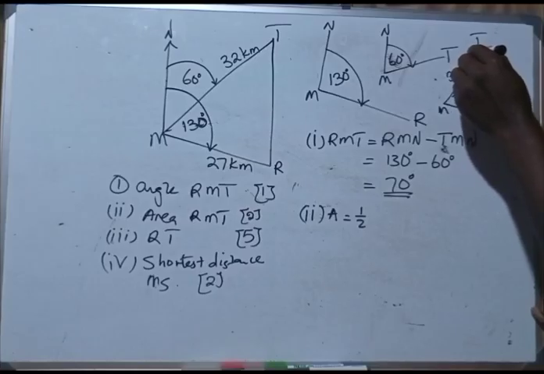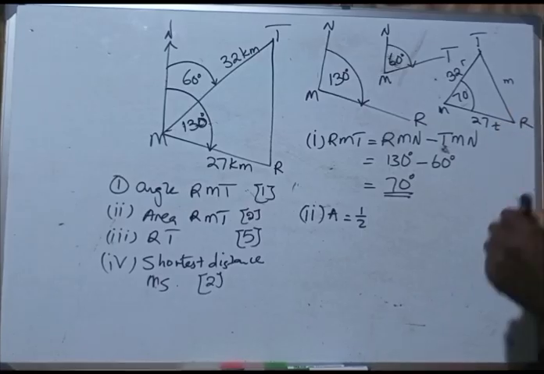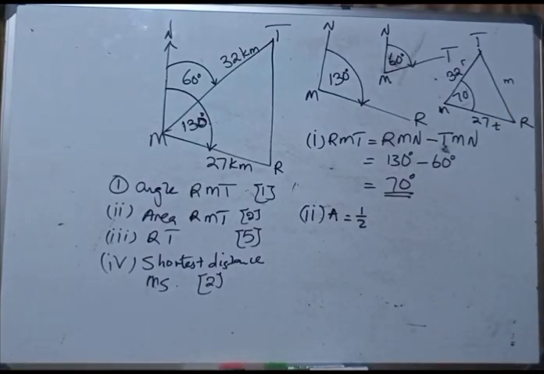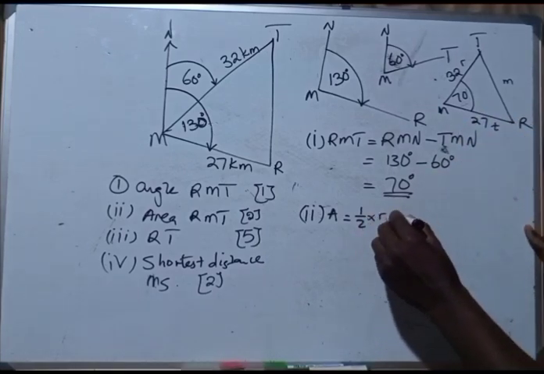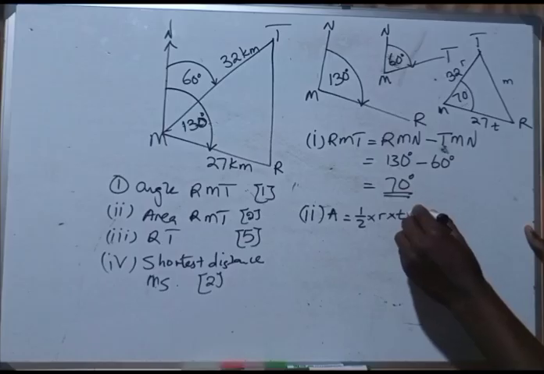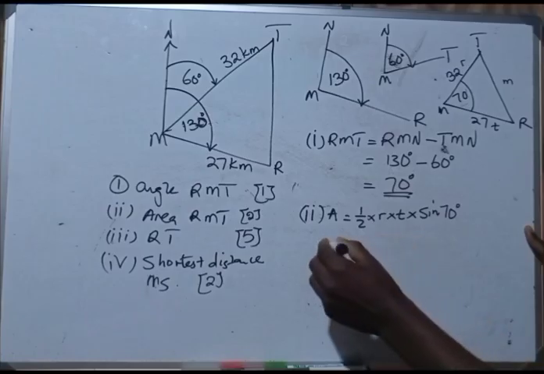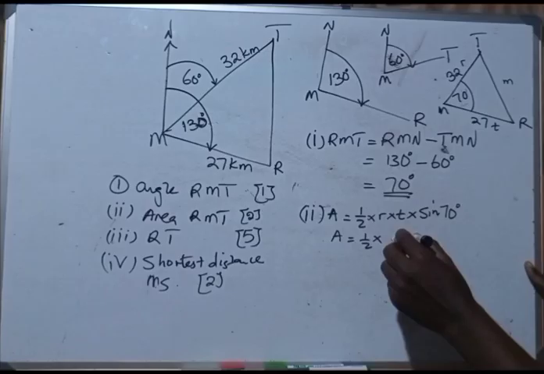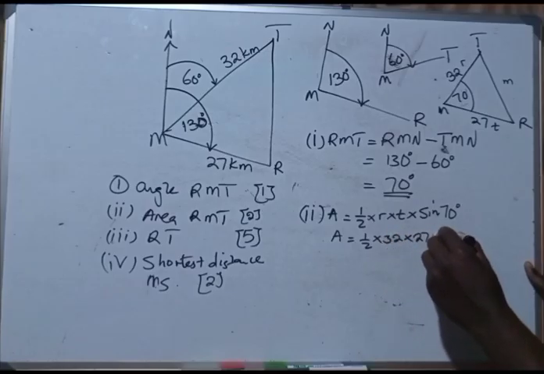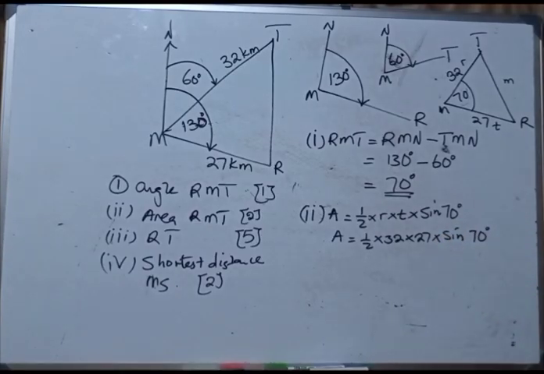This one there is a small r, this one is a small m, this one here is a small t. I'm sure we have done that before and we understand that. So we are going to say multiplied by the small r, multiplied by the small t, then multiplied by sine 70 degrees. So the area is equal to 1 over 2 multiplied by the small r, which is 32, then multiplied by 27, multiplied by sine 70 degrees. Those are the things we have.